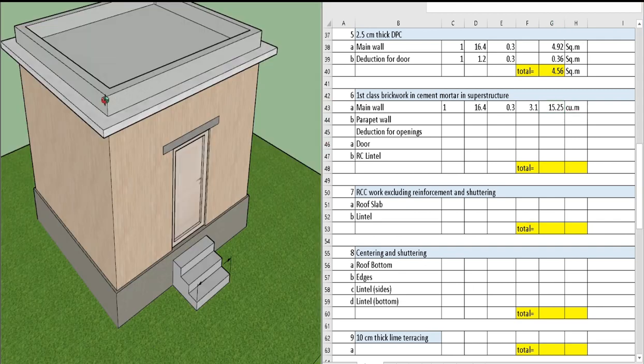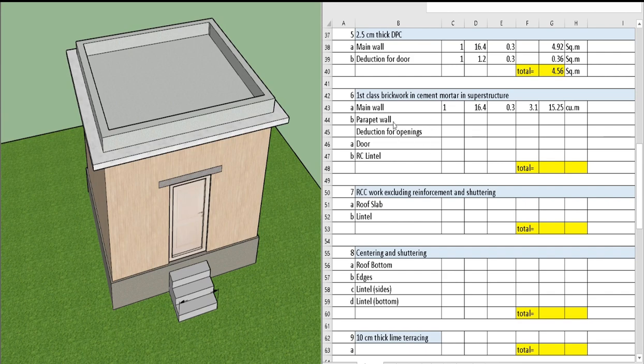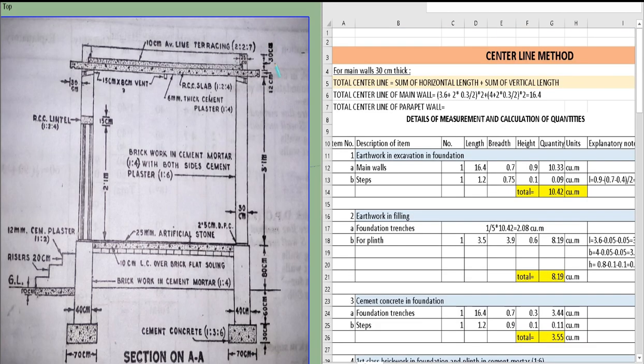Now we can see that there is also the parapet wall. So for this we need to calculate the center line of this parapet wall. From this section we can see that the width of this parapet wall is 20 centimeter and this is up to the height of 30 centimeter. To calculate this center line, firstly we need to calculate the outer to outer length of this parapet wall. That means this length is equal to this length, that is the inner length plus 2 times of this width of the wall.